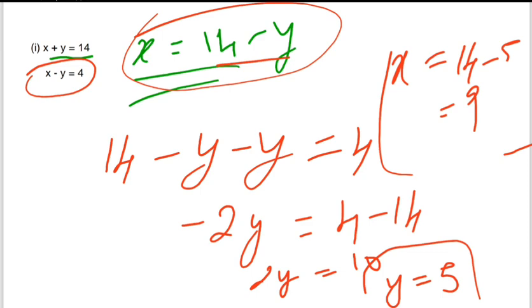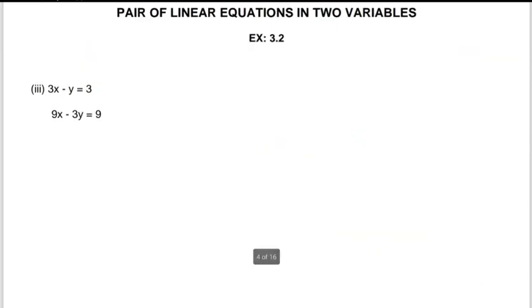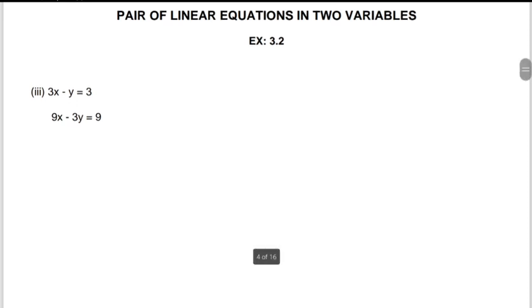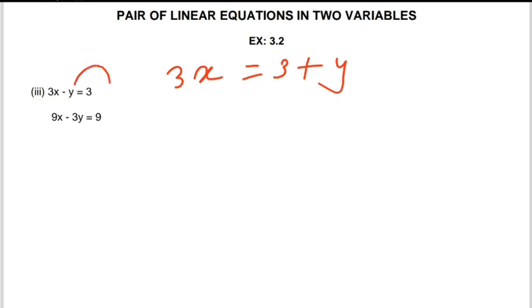So let's do the second one. Again by substitution method we are taking the x value. 3x minus y is equal to 3, so 3x is equal to 3 plus y. So we are taking y to RHS. So x is equal to 3 plus y by 3. So this is the value of x.